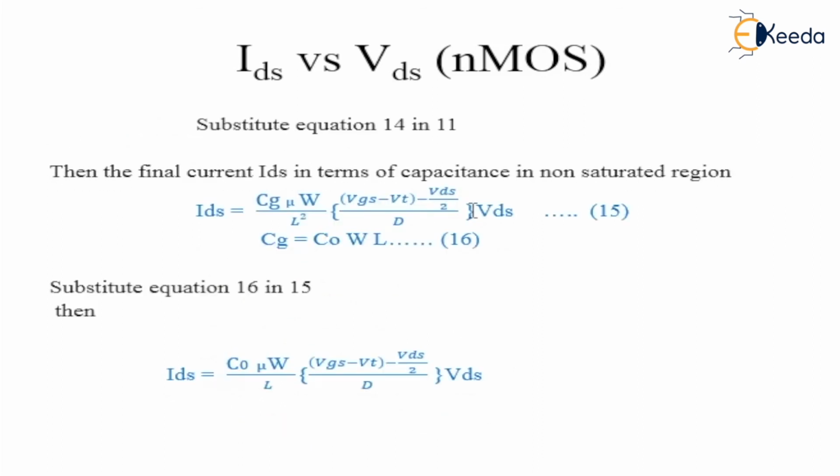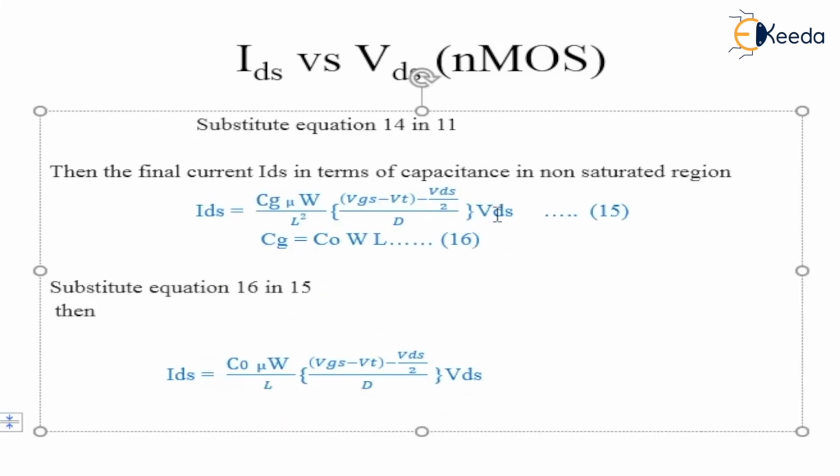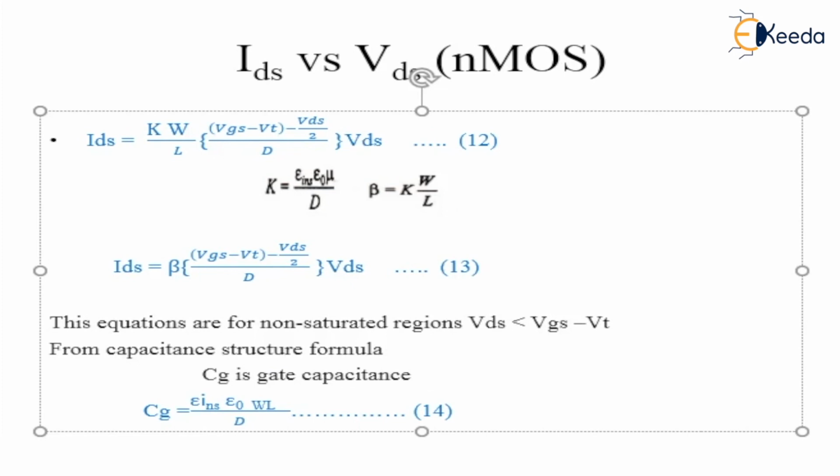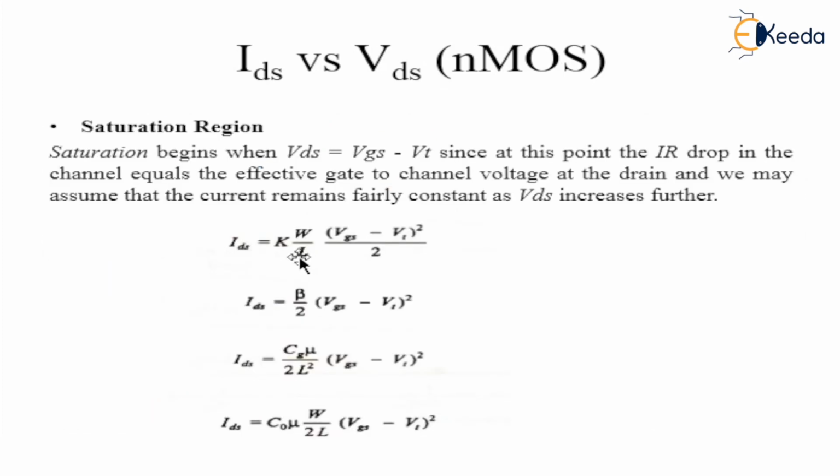Now substitute in the place of VDS, substitute VGS minus VT. Then we will get IDS equal to K into W by L into VGS minus VT whole square by 2. So KW by L total is considered as beta. So IDS is equal to beta by 2 into VGS minus VT whole square. So if you want in terms of capacitance, this is our formula.